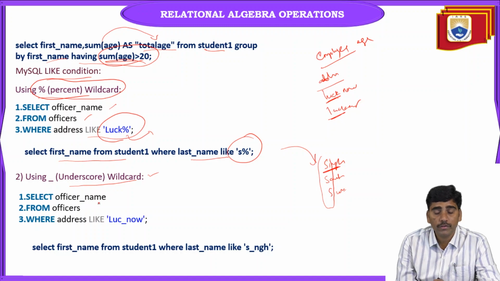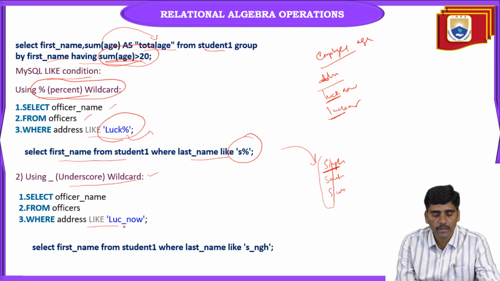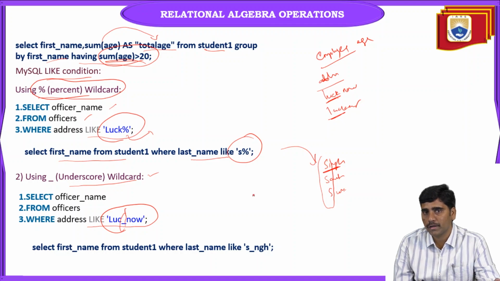So: select officer name from officers table where address like 'luck underscore'. Here the underscore may stand for K or I, or anything. That indicates the values start with 'luck', have any letter in between, and end with something else. So we need to specify that under the condition.